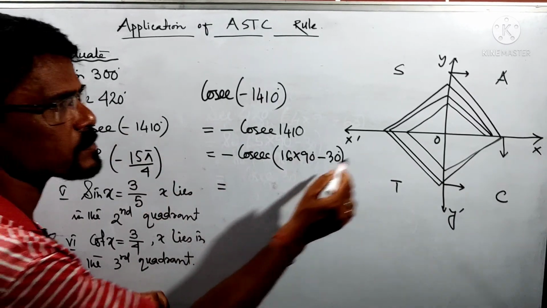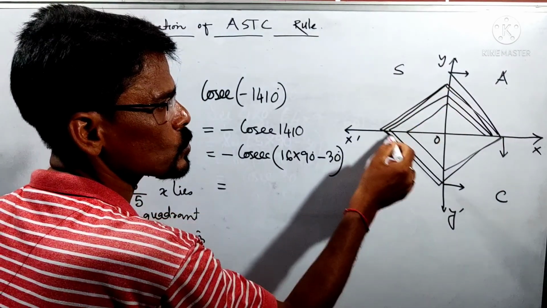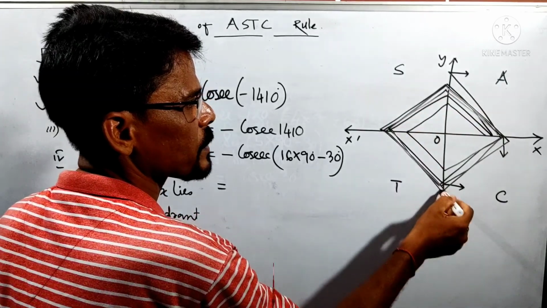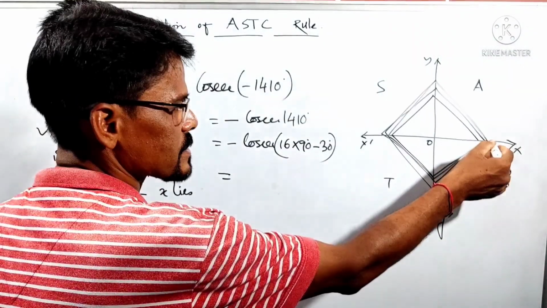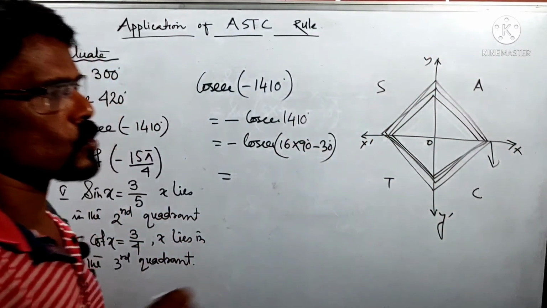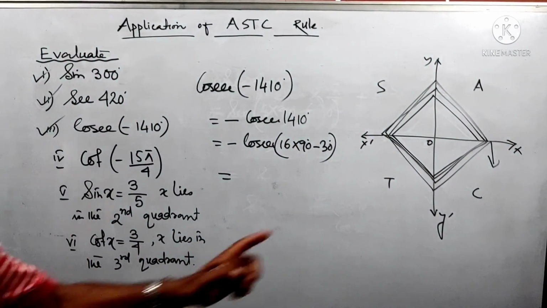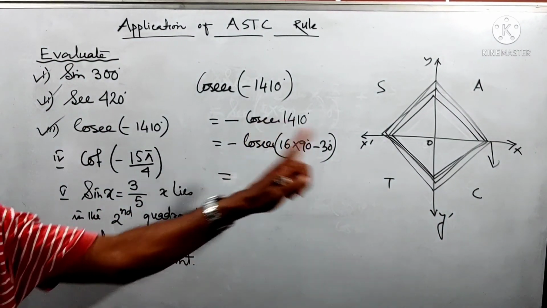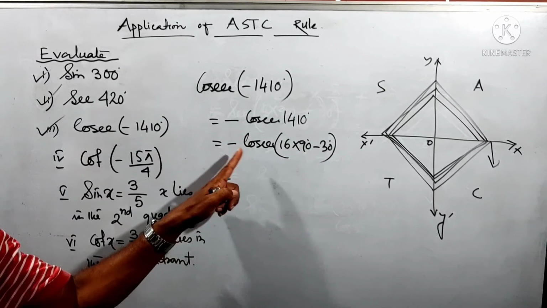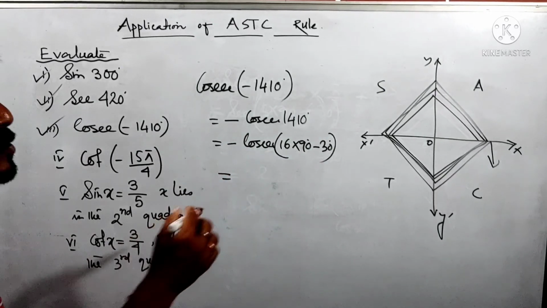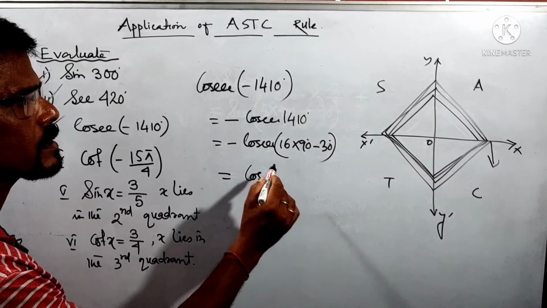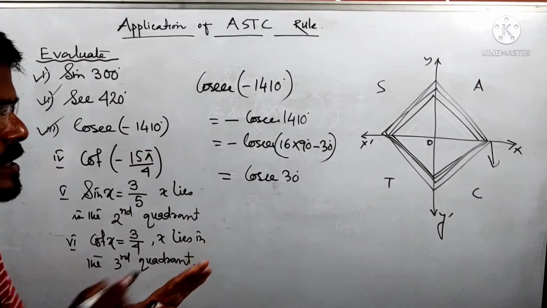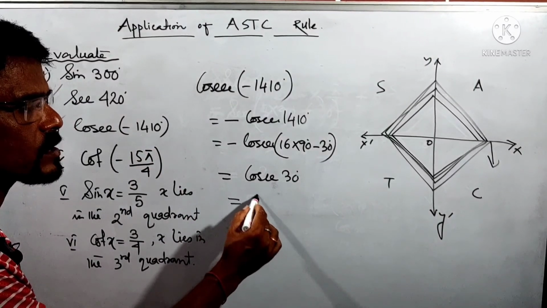You move from 16 times 90 degree: 1, 90, 2, 3, 4, 5, 6, 7, 8, 9, 10, 11. Up to here it is 16 times 90, then minus 30, that's why back again. So we arrive at the fourth quadrant. In the fourth quadrant, cos is positive, since here is cosec, it will be negative. So that negative sign, and already here it is minus, minus, minus, it will be plus. So result will be cosec 30 degree. And cosec 30 is the opposite of sin 30, sin 30 is half, that's why cosec 30 is 2.